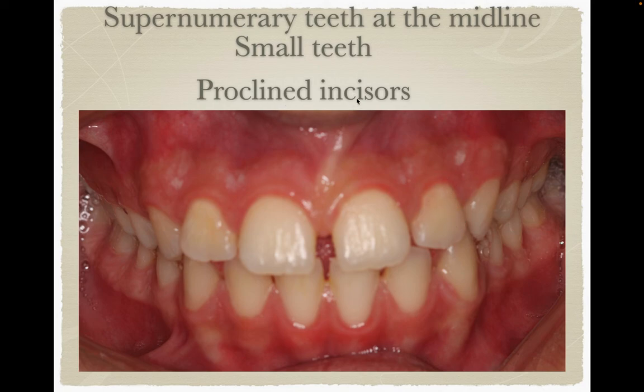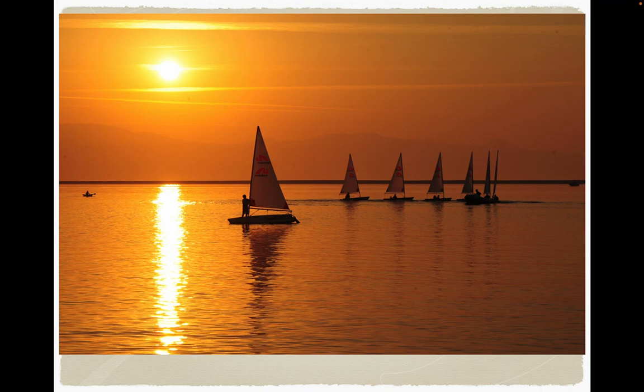If you have proclined incisors, it means that the incisors are moving into a bigger space. So if the teeth are well aligned and you move the incisors into a bigger space, you will have spacing, and this space can be between the two incisors, causing median diastema. If the cause is proclined incisors, simply you just need to retrocline these incisors. And thank you very much.